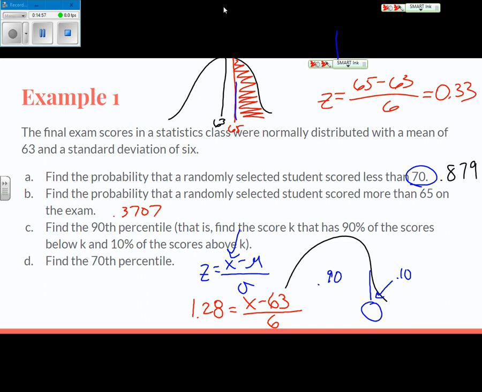All right, so help me out with that. Solve that for x. Multiply both sides by 6. That's 7.68. And then add 63, so 70.68. So someone that scores a 70.68 on the final exam did better than 90% of their peers that took the same test. Man, that's tough. Now the test was only out of 71, so they did pretty good.